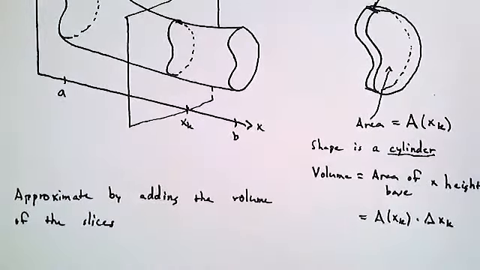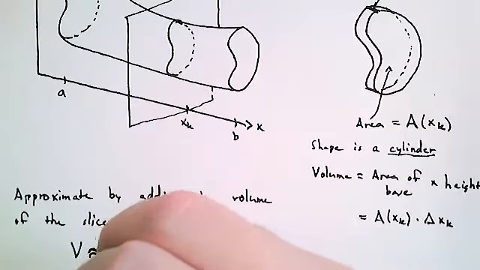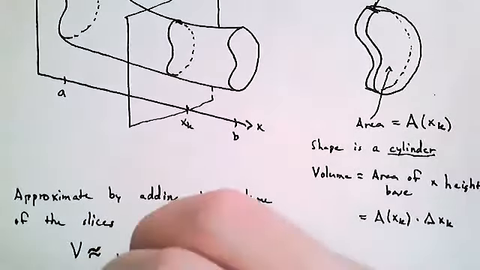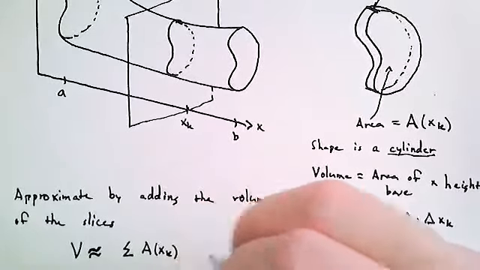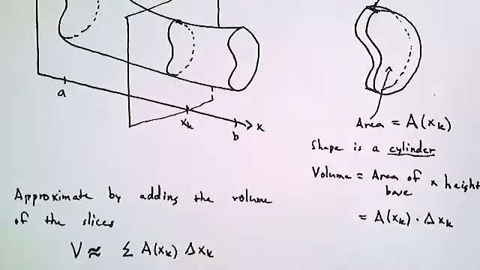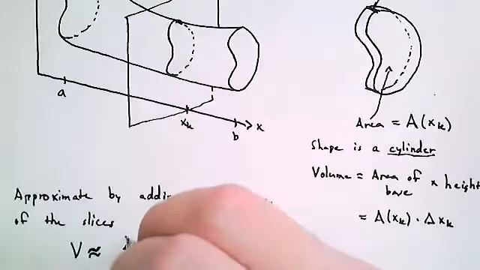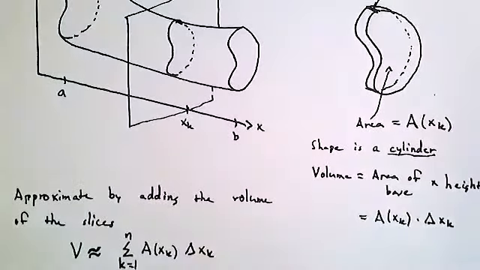Okay, so just writing that out using sigma notation, I would say the volume, and I'm going to use a squiggly equal sign for approximately, is approximately the sum of all of these areas, A(x_k), times the widths, delta x_k. And let's just say I've made n slices.